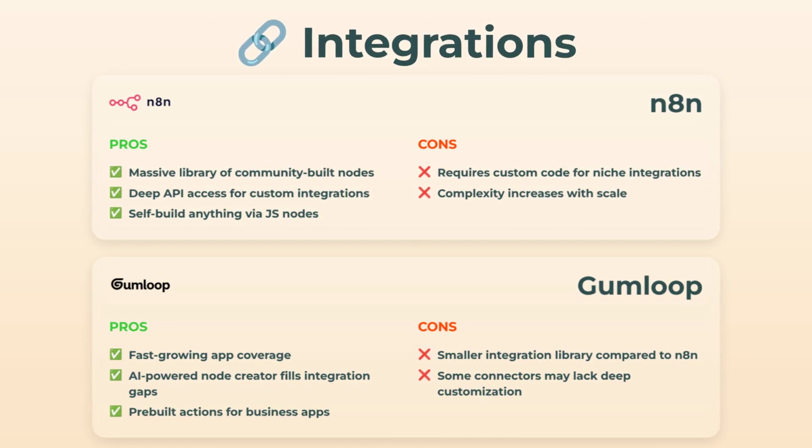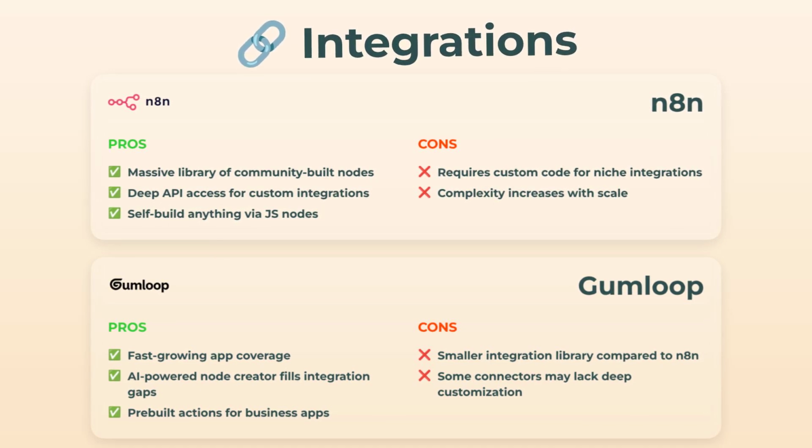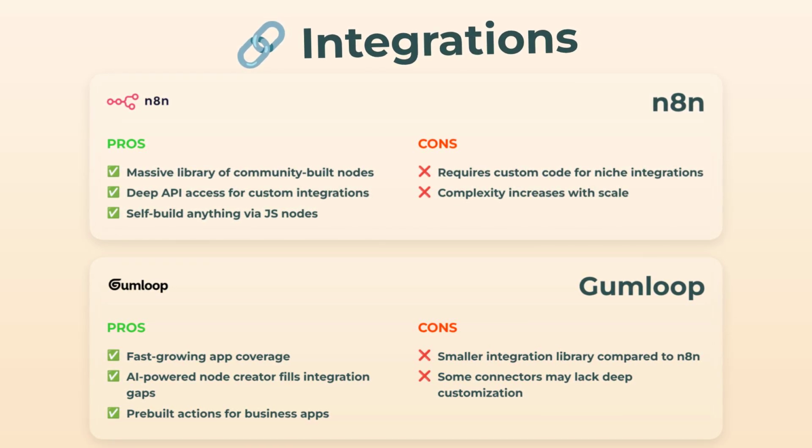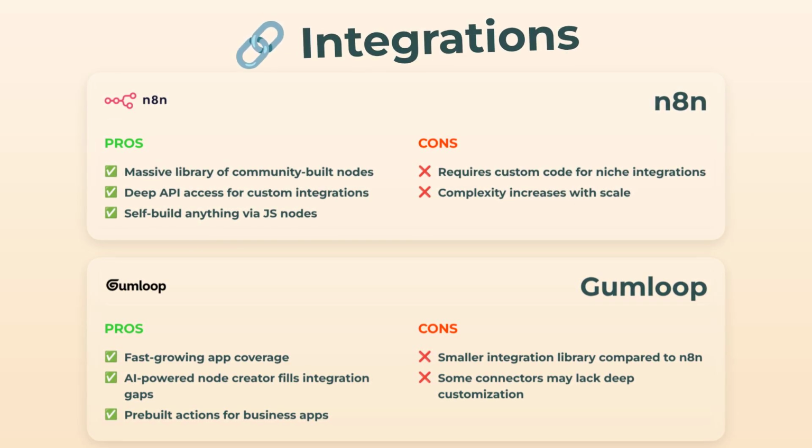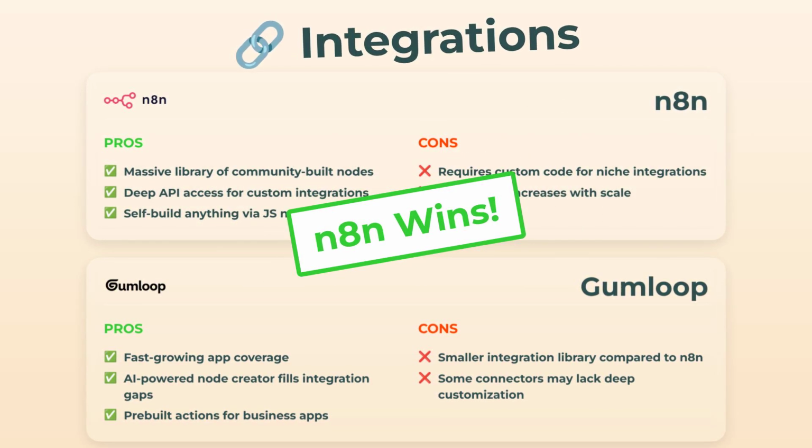Gumloop, on the other hand, is catching up fast. Their app coverage keeps growing, and this is cool. They have an AI-powered node creator, so even if they don't have an integration yet, you can pretty much ask for it. The catch? The library is smaller. Some connectors might feel a little surface level. Bottom line, n8n owns integrations.